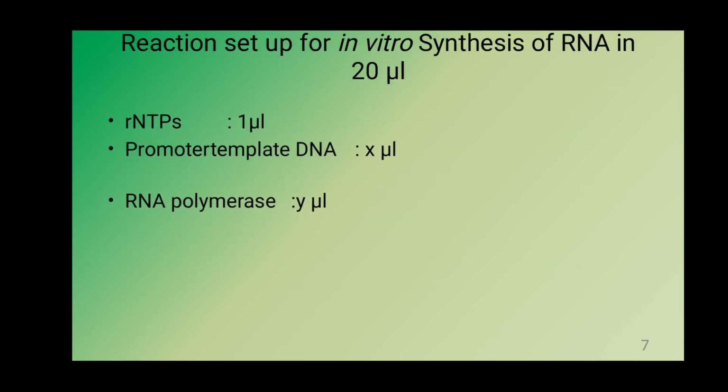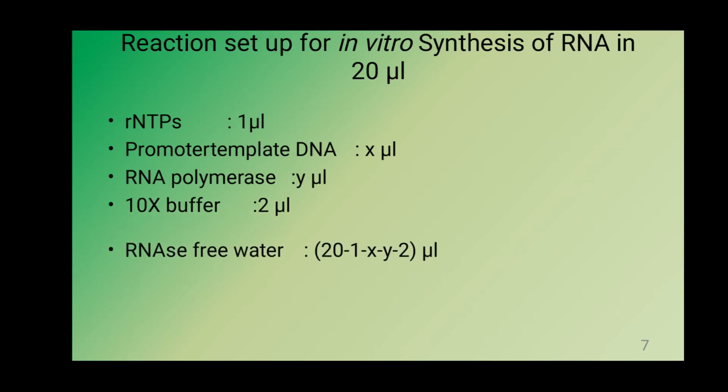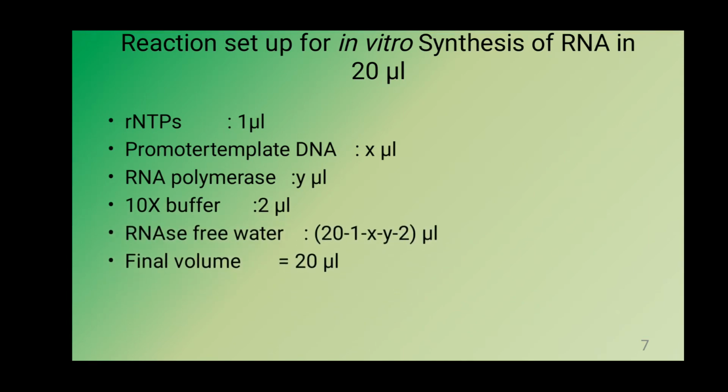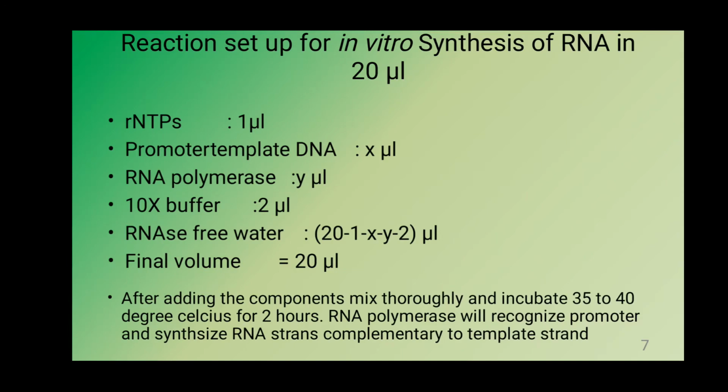Now we will see the reaction setup for a 20 microliter volume. We add rNTPs up to 1 microliter and the promoter-template DNA complex X microliter, which will vary depending on the concentration of the DNA in the final solution. We add RNA polymerase Y microliter, and 10x buffer up to 2 microliters in the 20 microliter setup. Then we add RNase-free water to make up the volume to 20 microliters. Once all the components are added, we mix thoroughly by inverting several times and keep it in a 35 to 40 degrees Celsius incubator for 2 hours. During this time, several copies of mRNA molecules will be produced.